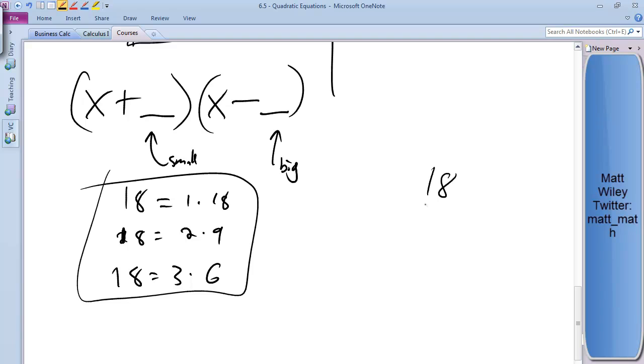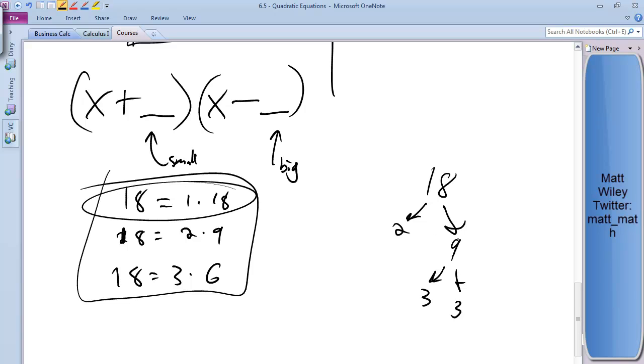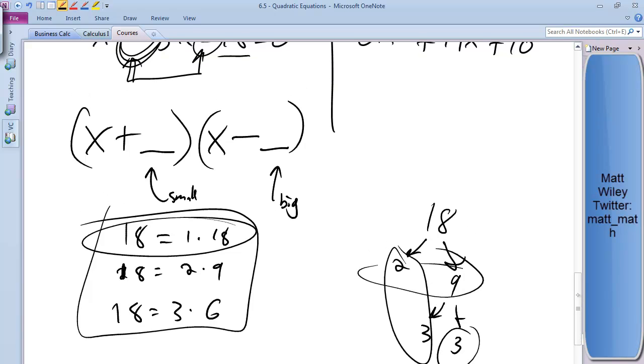If you wanted to look at your factor tree, you'd probably pull out a 2 and a 9 here. And then you'd know that you could pull out 9 into 2 pieces of 3. So you know your possibilities are 1 times 18, and then you could have the 2 times 9, or you could have a 6 times 3. These are the ways you can build up your multiplication of 18.